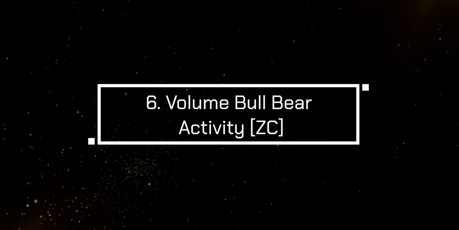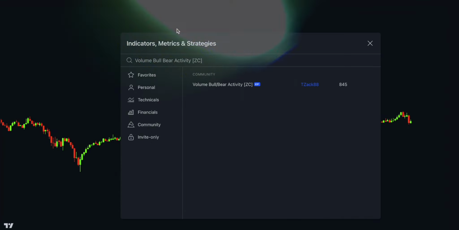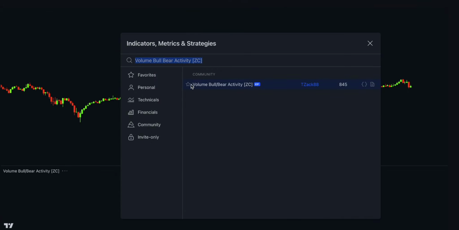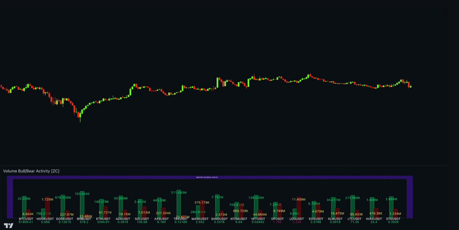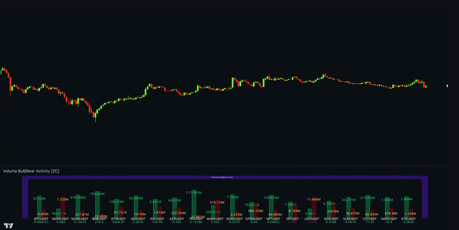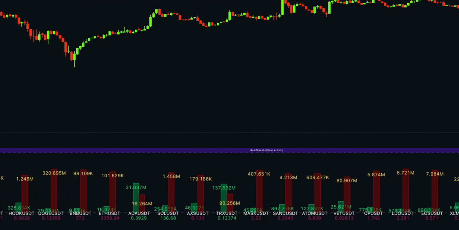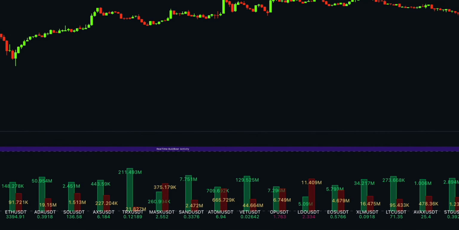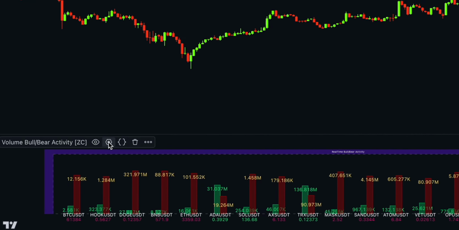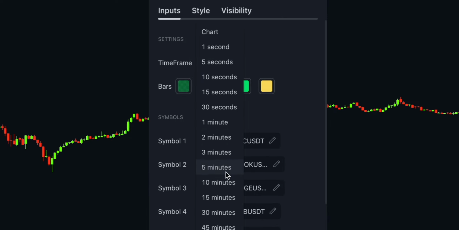On the 6th place, we put an indicator called Volume Bull-Bear Activity. This powerful volume indicator generates a summary of bull and bear activity for 20 symbols. For each symbol, 2 bars are displayed, colored green and red. The indicator shows real-time activity, not volume data from the past, which is super helpful. In the indicator settings, you can select a time frame for volume analysis. It is recommended to select the same time frame you're viewing the stock in.